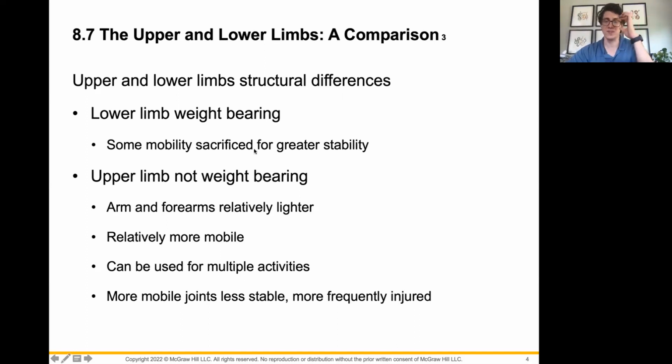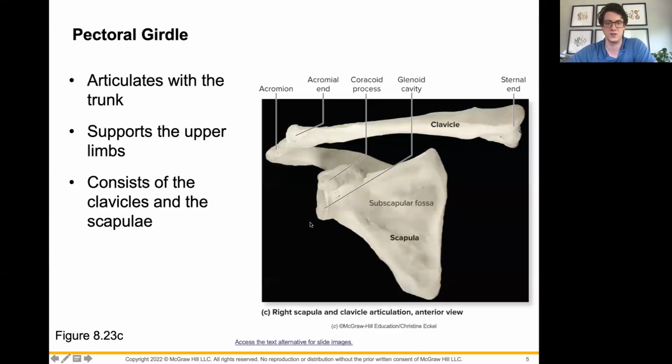Whereas the upper limbs, because we aren't load bearing, this frees the arms up to have a little bit larger range of motion. Okay, so larger range of motion. So we are sacrificing a little bit of stability to gain extra mobility. We can do more and we can do things a little bit more quickly, or with a little bit more detail with our arms than we can with our legs. However, we lack a little bit of that stability, so it's a little bit easier for these bones to break and also to run into issues with those joints.